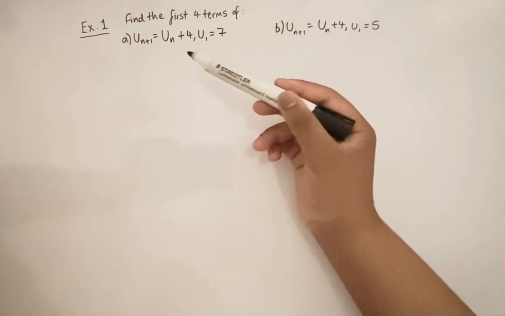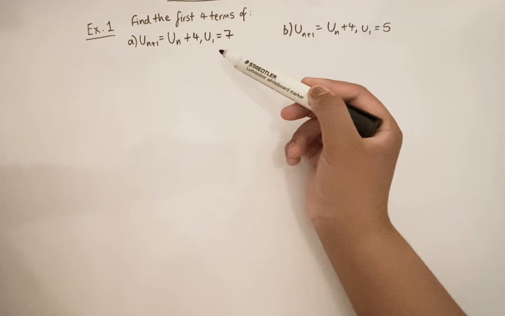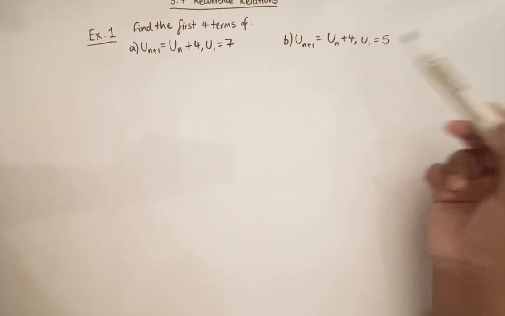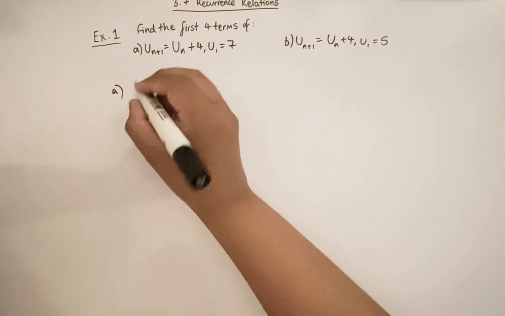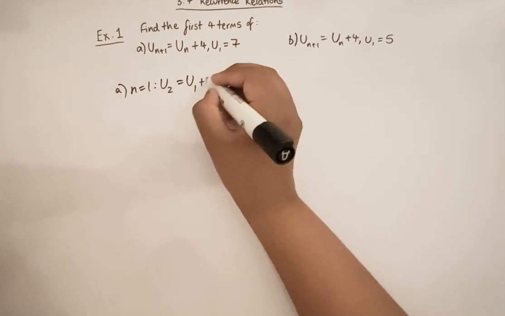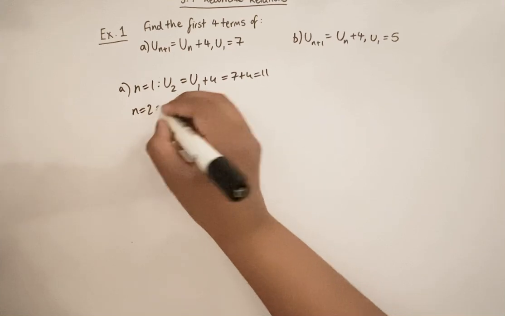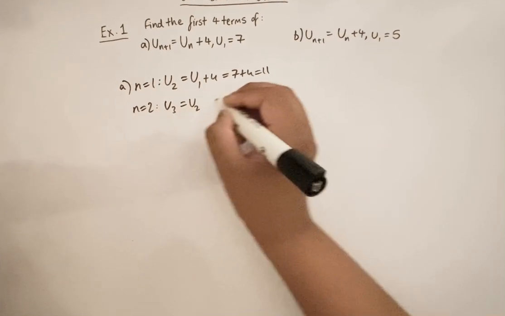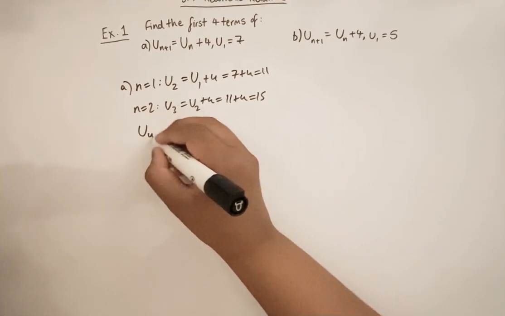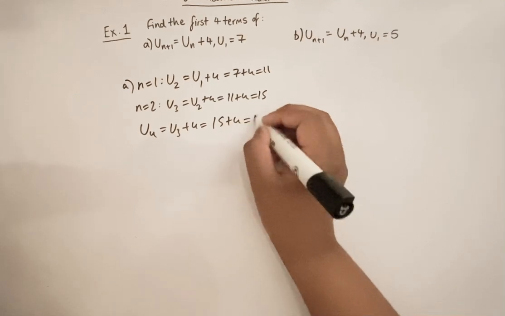Let's do an example. Let's find the first four terms of A, u_{n+1} equals u_n plus 4, where u_1 equals 7, and B, u_{n+1} equals u_n plus 4, but where u_1 equals 5. For part A, for n equals 1, we know u_2 equals u_1 plus 4, which is 7 plus 4, which is 11. When n equals 2, u_3 will be equal to u_2 plus 4, which is 11 plus 4, which is 15. And u_4 will be u_3 plus 4, which is 15 plus 4, which is 19.